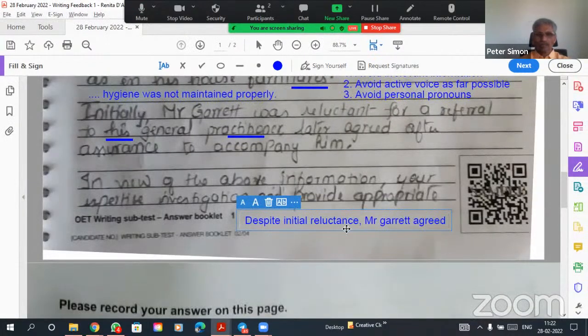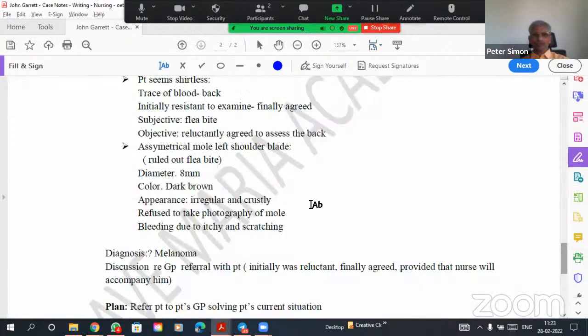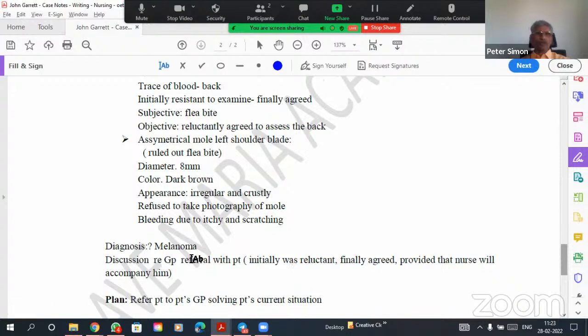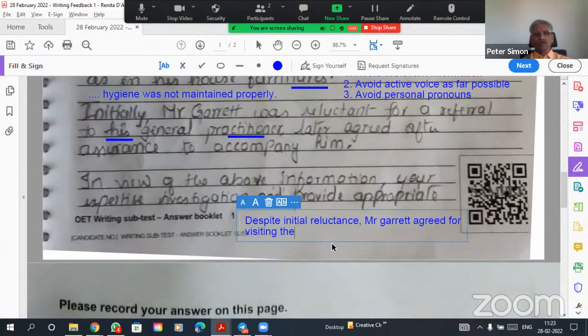So, agreed for visiting his GP. How can it be his GP? He's not at all interested to go to the general practitioner. So it is not his GP. He's going to the GP. Where is his GP? Referral to GP. Referral means what? First time he is visiting. You send a referral because first time he is going. How can you say his GP? Visiting the general practitioner. Agreed to visit the general practitioner.